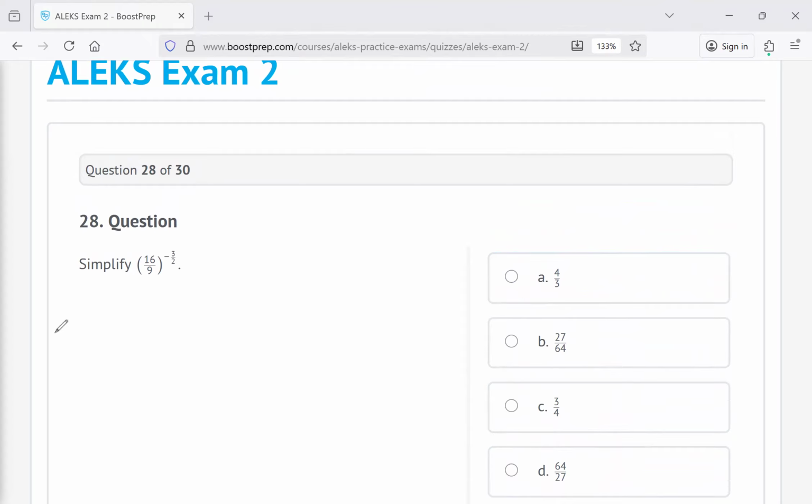Question 28. Simplify 16 over 9 raised to the negative 3 halves. What you could do is rewrite this as a positive exponent. So as a positive exponent, it would be 1 over 16 over 9 to the 3 halves. And then just simplify it. 16 over 9 to the positive 3 halves is the same thing as the square root of 16 over 9 times 16 over 9 times 16 over 9, right?